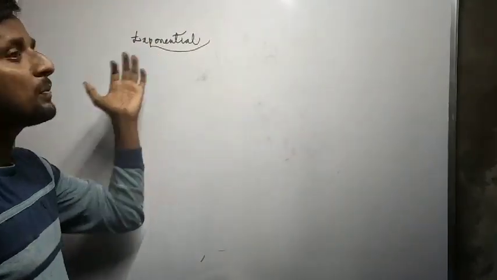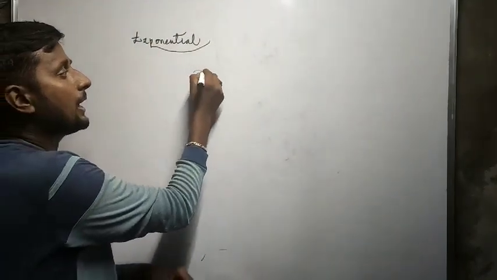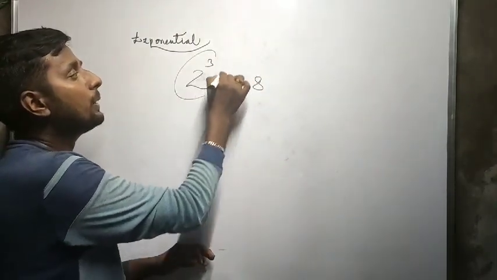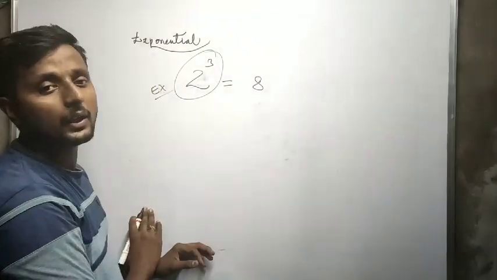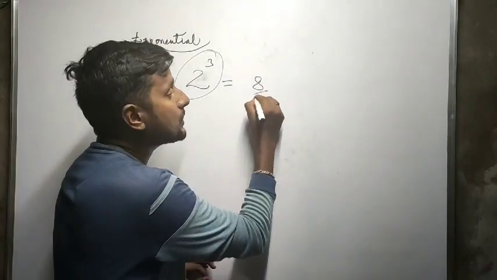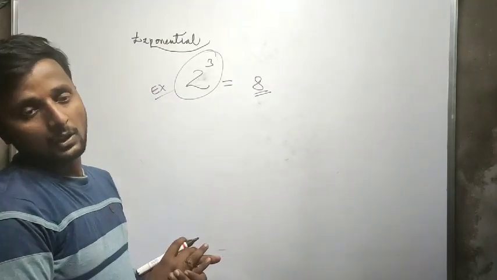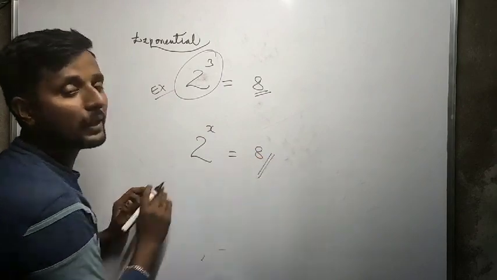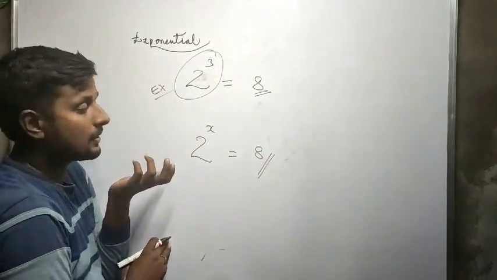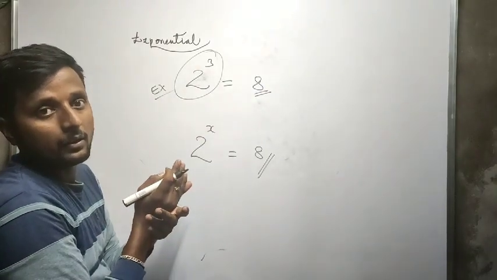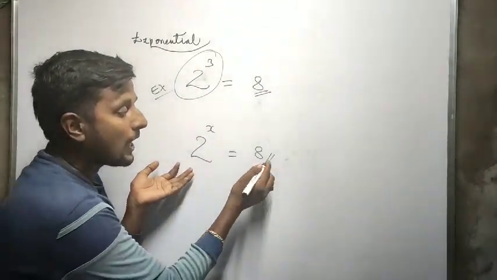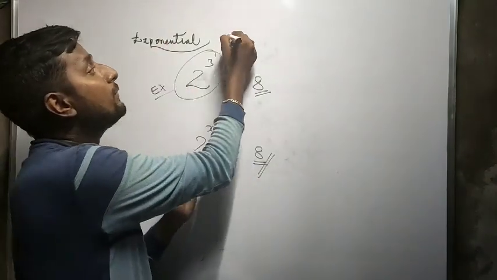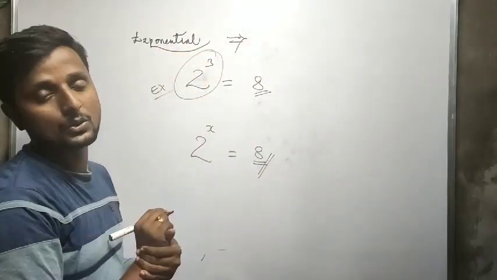What is that? We use exponential form to write, for example, 2 cube is equal to 8. Here 2 cube can be called an exponential form. Correct? Now I want to give importance even to 8 also. One more: 2 power x is equal to 8. It's my question. So here what does it tell us? x is a certain power of 2 which gives the value of 8. Am I right?